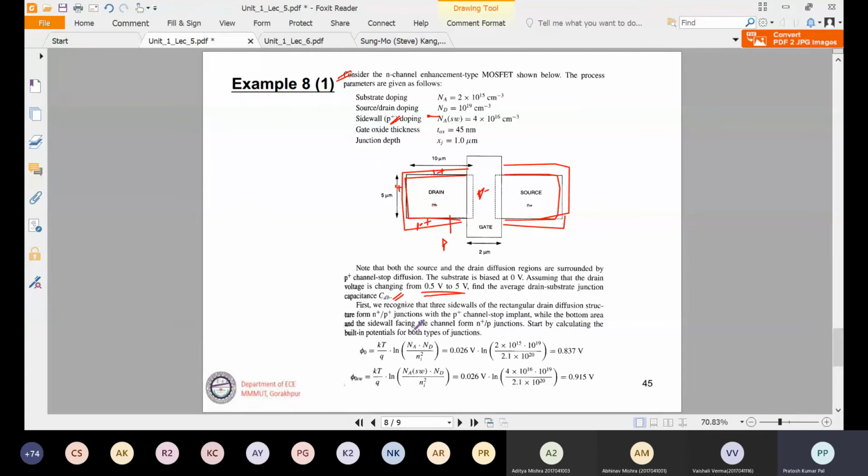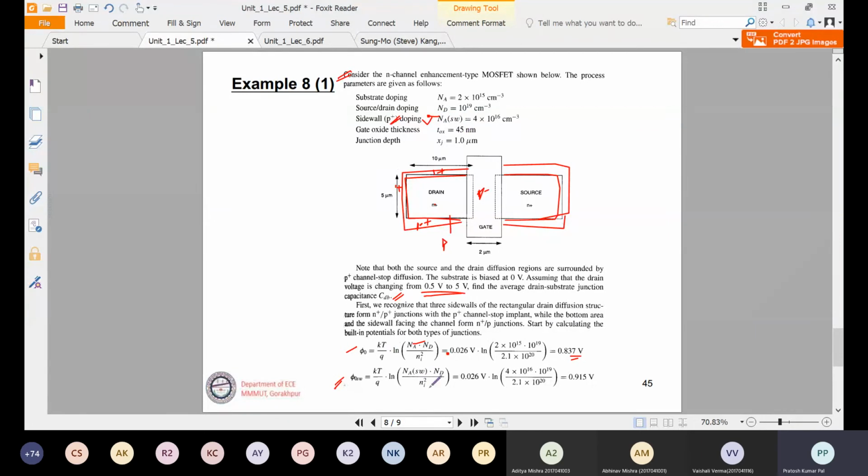Start by calculating the built-in potential for both types of junctions. For these junctions we need to find the built-in potential, phi naught, which will be given by this expression. NA, ND and ni we already have. Similarly, we will find the built-in potential for the side walls, because the side walls have another doping, as P plus has a separate doping.